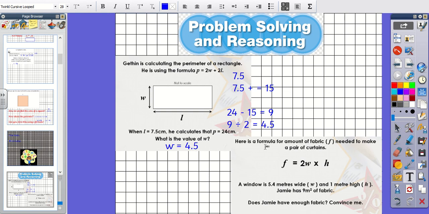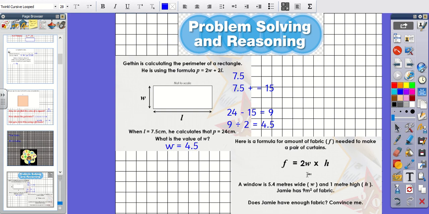Okay then, next one. Here is a formula for the amount of fabric F needed to make a pair of curtains. So the amount of fabric, which has just been called F, equals 2W times H. A window is 5.4 meters wide, which is our W, and 1 meter high, which is our H. Jamie has 9 meters squared of fabric. Does Jamie have enough fabric?